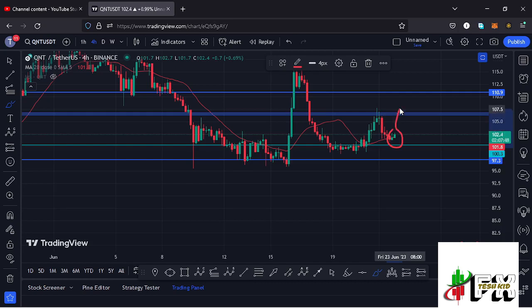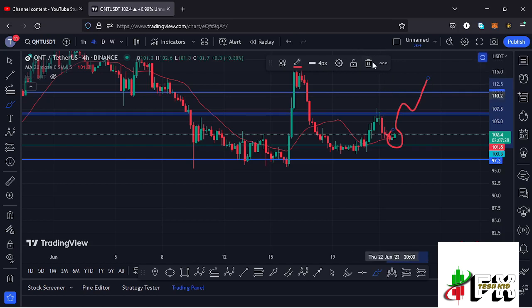On a break above that key area of resistance, we can watch out for a successful retest before we can continue gearing up and see a break above the next key area of resistance at around the $110.9 mark. And on a break above that, then we can expect Quant to get back above the $120 mark.